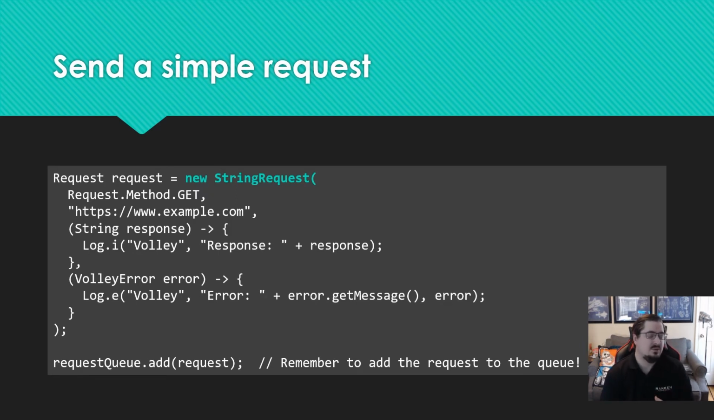So you just say, hey, whatever we get back from that URL, just give me back as a string. And that constructor requires a few things. It requires your method. So here I'm just saying, let's do a GET request. I could have also said that I wanted a POST request or PUT or DELETE, using the same method. I give it a URL. So here I just want example.com. And then I can provide two callbacks. The first callback is, what do you want to do when you get the response back? And the other one is, what do you want to do if something goes wrong?